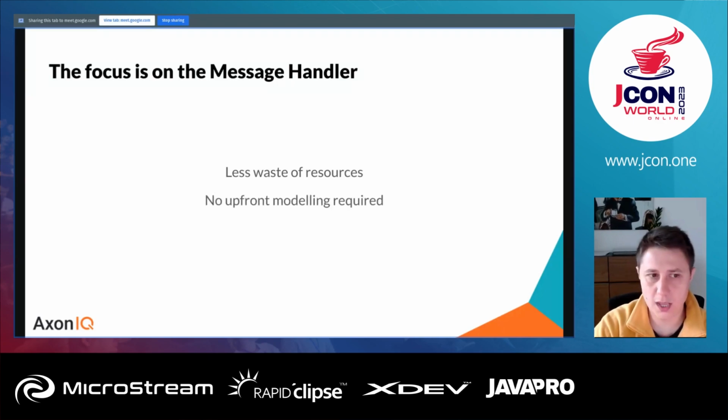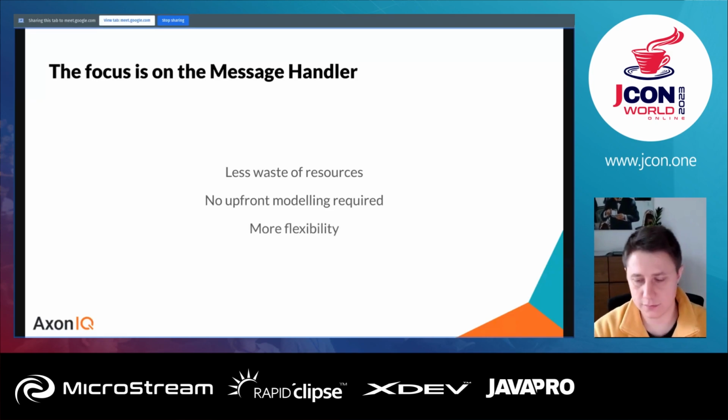We do not need to do any upfront modeling because we are going to use, or abuse, event sourcing in this case. And we can decide later on to change our model and to load different events, which gives us greater flexibility. So we do not need to sit down, decide on the structure of our model, run with it, and then have a lot of issues when we want to change it. So we gain more flexibility.